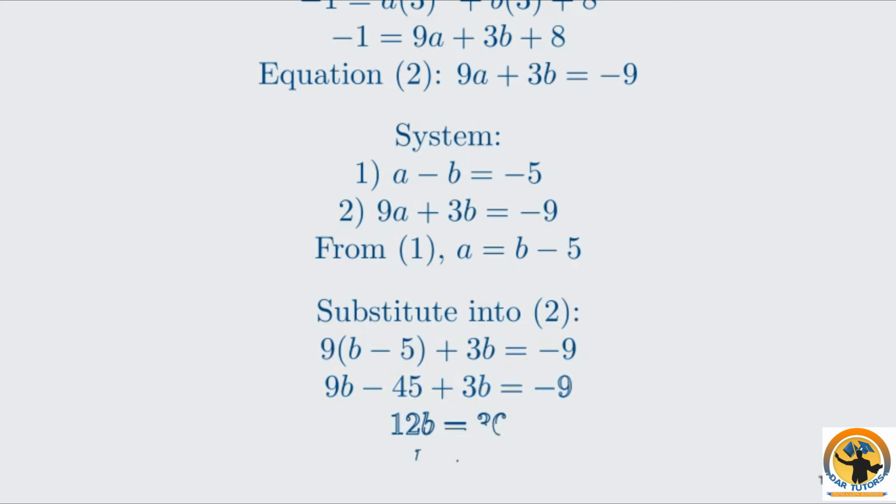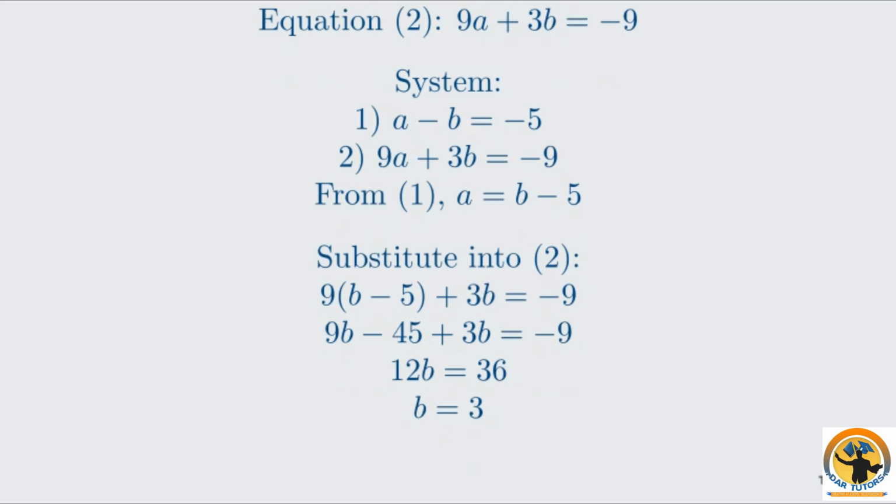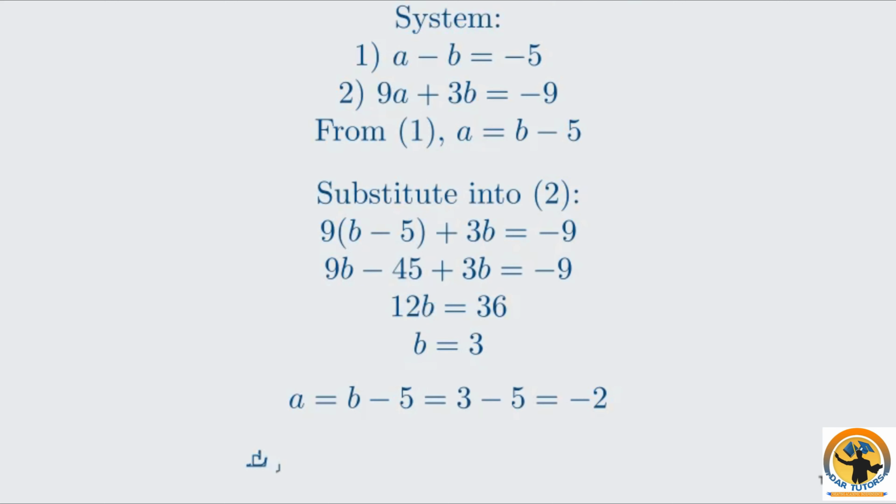Adding 45 to both sides gives 12b equals 36, so b equals 3. Now we can find a: a equals b minus 5, so a equals 3 minus 5, which is negative 2. We have found all the coefficients. a equals negative 2, b equals 3, and c equals 8. Therefore, the equation of the quadratic function is y equals negative 2x squared plus 3x plus 8.